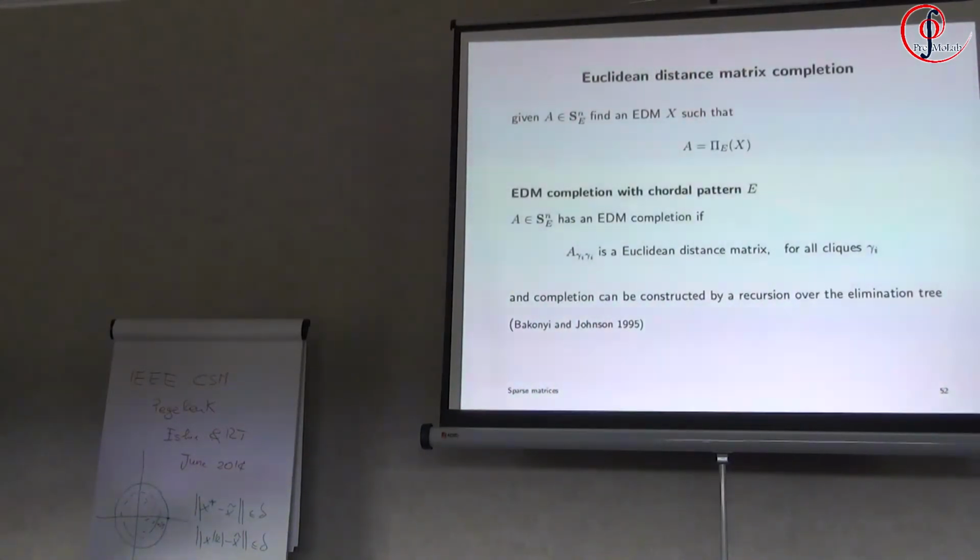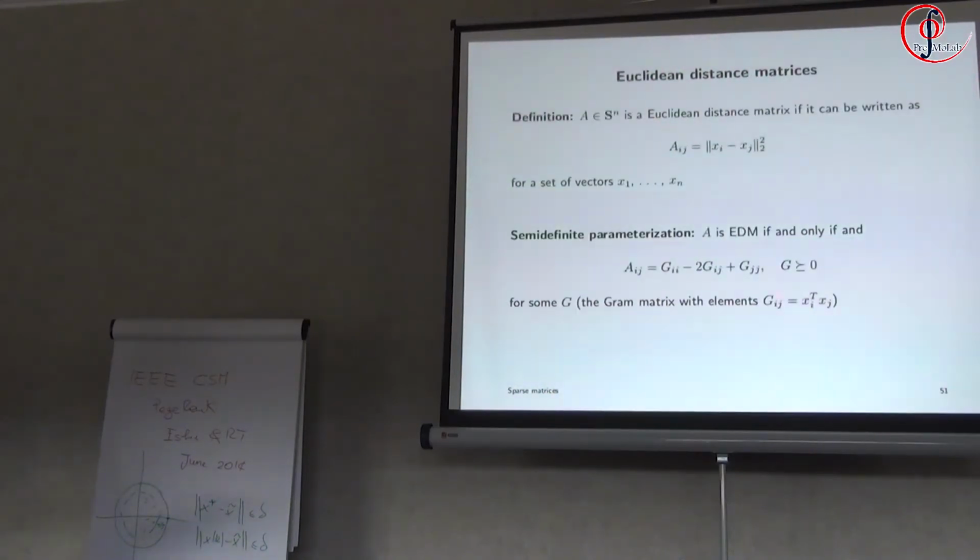And this is a problem that, for example, occurs in sensor network localization. The given part of the Euclidean distance matrix would be some given distances between different nodes in a graph. And then you're asked to find the distances between other pairs of nodes in the graph for which you don't have the given distance.